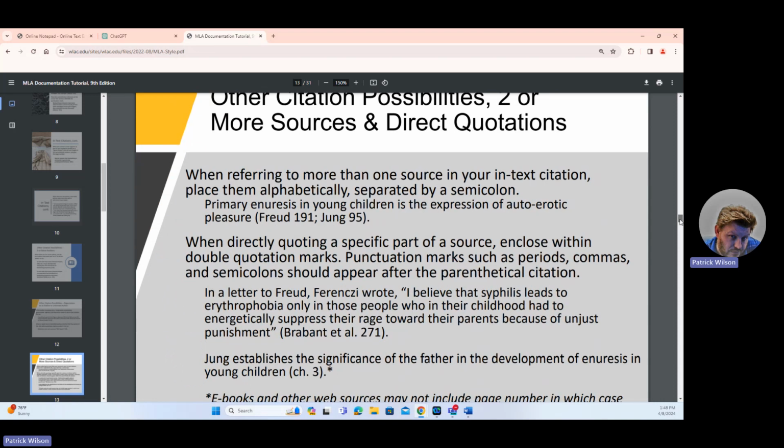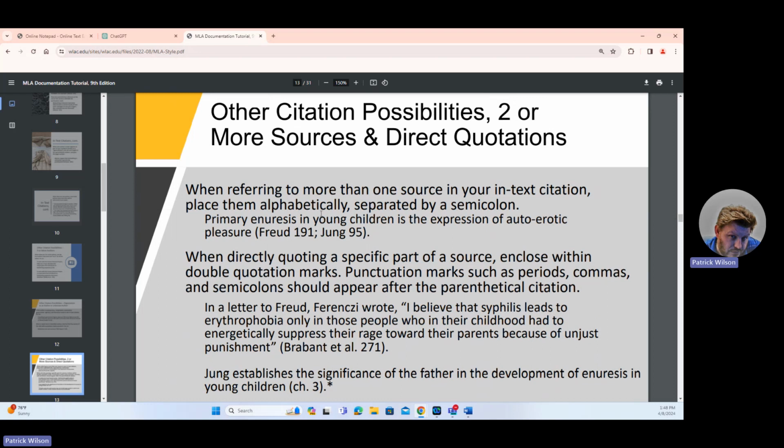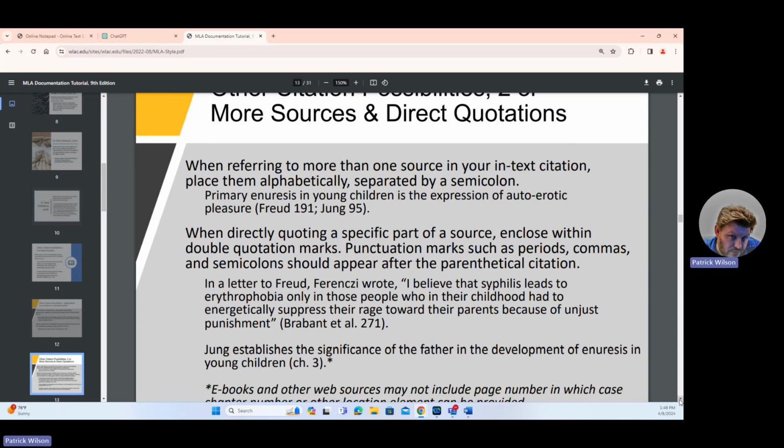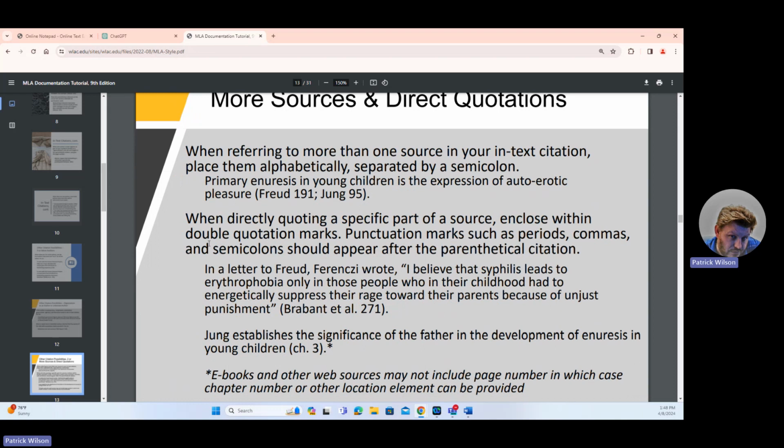Other citation possibilities: 2 or more sources and direct quotations. When referring to more than one source in your in-text citation, place them alphabetically, separated by a semicolon. As you can tell here, in our parentheses we have this particular source that is being paraphrased, and then we have Freud, 191, semicolon, Jung, 95, and again the period at the end. When directly quoting a specific part of the source, enclosed within double quotation marks, that means open and closed quotation marks, punctuation marks such as periods, commas, and semicolons should appear after the parenthetical citation.